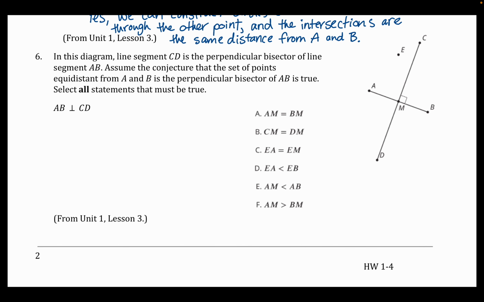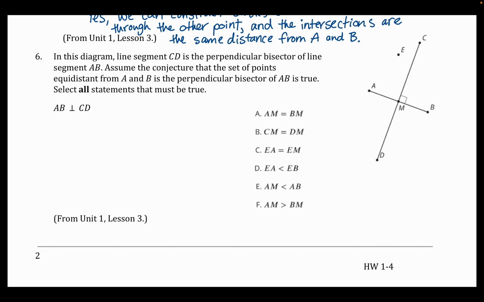is a different diagram, but it does say that, again, it is a perpendicular bisector, because this is from our previous lesson. So in this diagram, line segment CD is the perpendicular bisector of line segment AB. CD is the long one that I have highlighted here with my laser pointer tool. That's the perpendicular bisector, and it cuts AB right here in half.